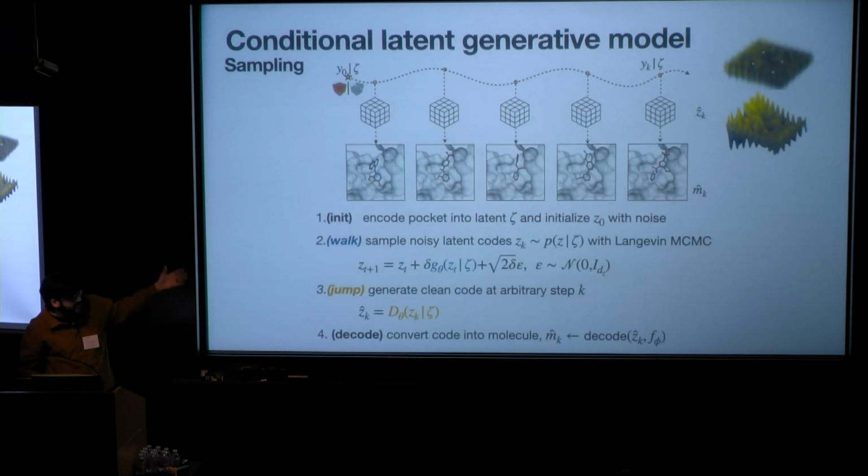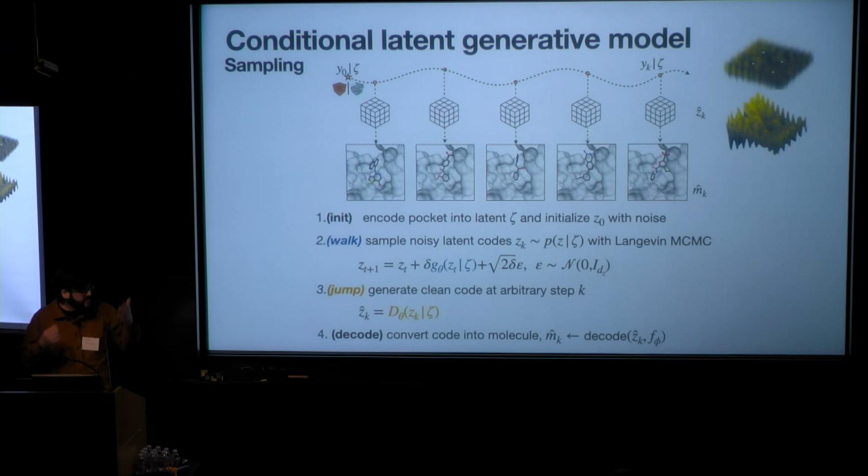OK, so the way we do sampling is exactly the same as before, except that instead of sampling the voxel grid, we sample that latent space. And then once we have this latent space, we need to decode the molecule from it. So there is another post-processing step here. We start with a pocket that is given by, let's say, a biologist of interest, and then instead of voxelizing it, we generate this latent space Z. And then we initialize the noisy latent with Z0, and then again, we do those walk steps with Langevin MCMC, exactly the same as before.